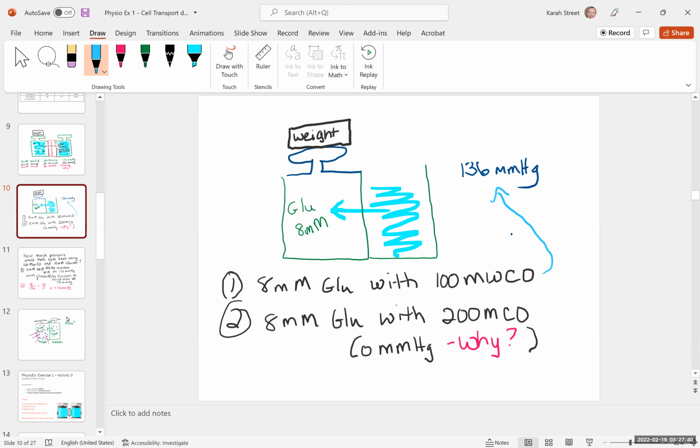We then repeated the experiment again, but this time with a molecular weight cutoff of 200. We did not detect any osmotic pressure. Why? Because glucose could move, could diffuse through the 200 molecular weight cutoff membrane. If the solute can move, then it will diffuse, and there's no mass shifting or gross net gain or loss of water across the chambers.